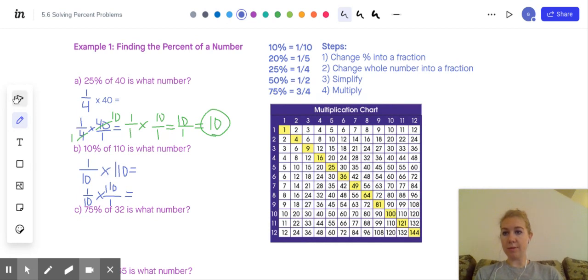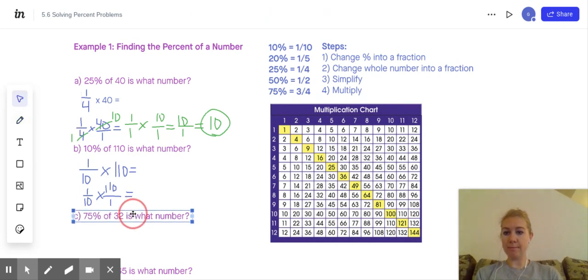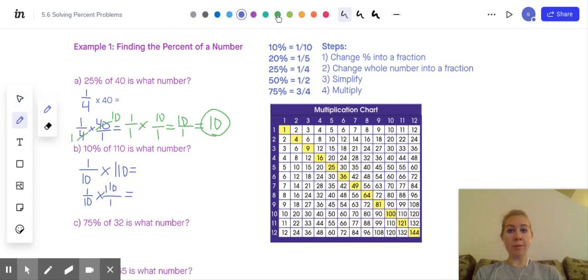Let's move problem C down a little bit. There we go. But before we multiply, we need to simplify. That's step 3. So we look diagonally, right? So 1 and 1, can't simplify that. 1's as small as we can get. 10 and 110. I know 10. Let's look down on our 10 column, see if we get to 110. We do. 10 times 11 is 110.